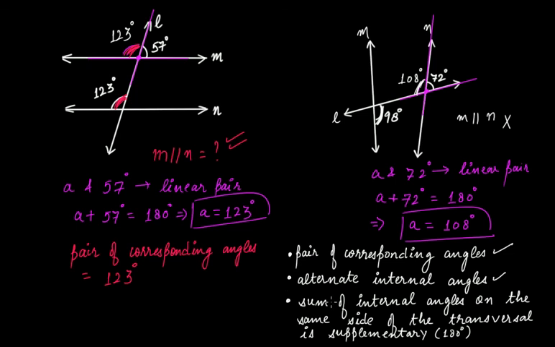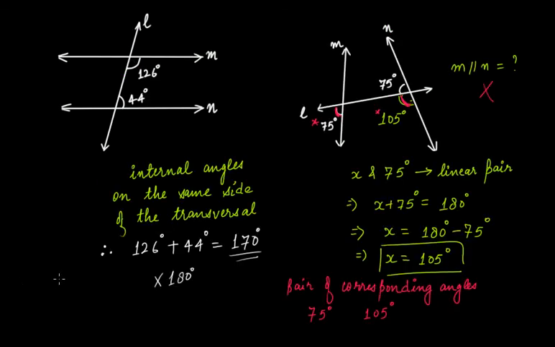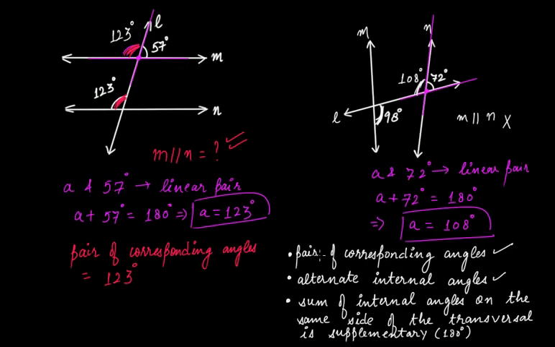Like in this case, yeah, in this case we saw, right? So here we proved that the sum of interior angles on the same side of the transversal is not equal to 180 degrees. So if any one of these three points is satisfied, then you will say that yes, the lines are parallel. If not satisfied, then they are not parallel.